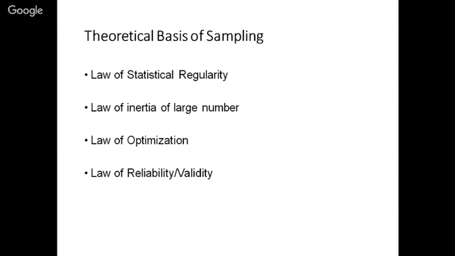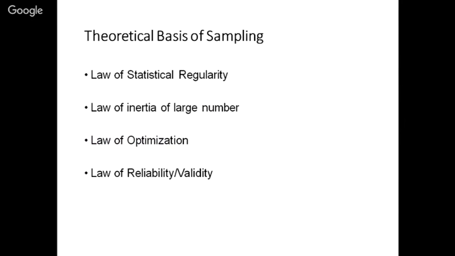This is considered as the law of statistical regularity. It means if the sample is taken at random from a population, it is likely to possess the same characteristics of that particular population. This is the first concept of the sampling process. Second is the law of inertia of large numbers. As the name suggests, large number means the larger the size of the sample, the more accurate will be the results derived from that particular sampling technique.